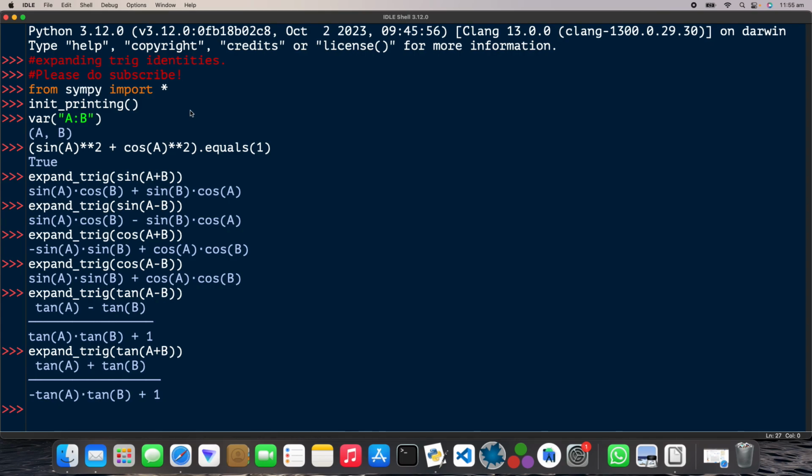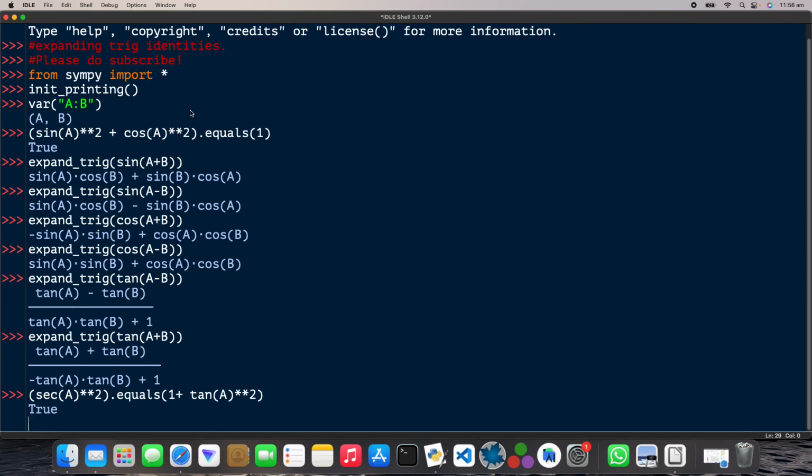I need to show you something else as well. So the secant squared theta. Okay, so sec, so I'm going to use A, so secant A squared equals 1 plus tan squared A, which is true.